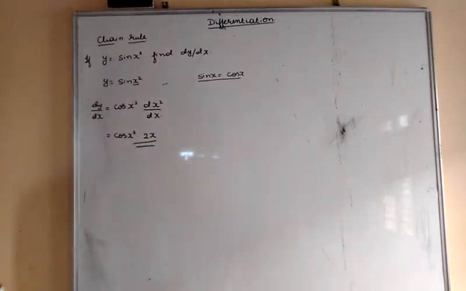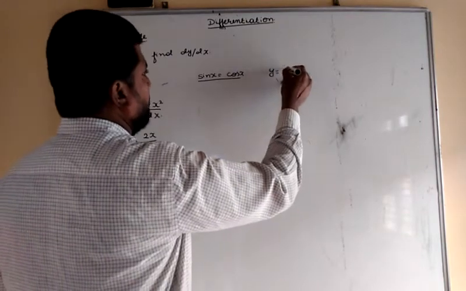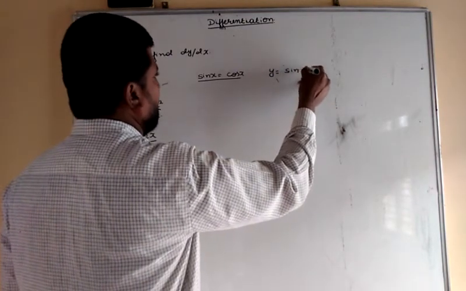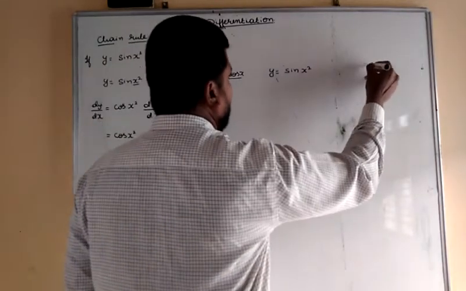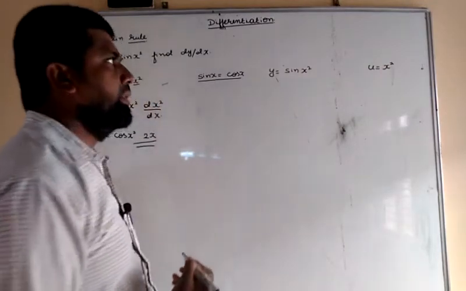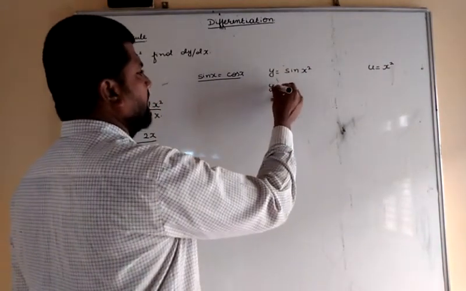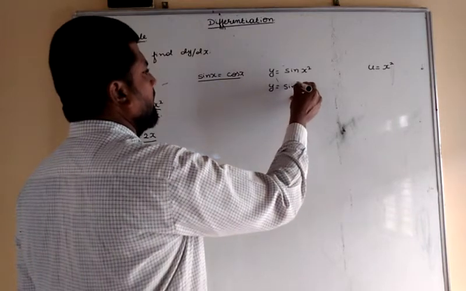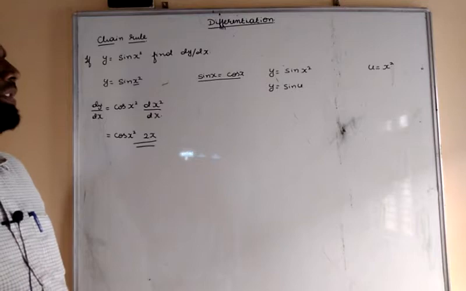You can follow another method. So let us try here. y is equal to sine of x square. Let us consider u is equal to x square. Let us substitute here: y is equal to sine u.